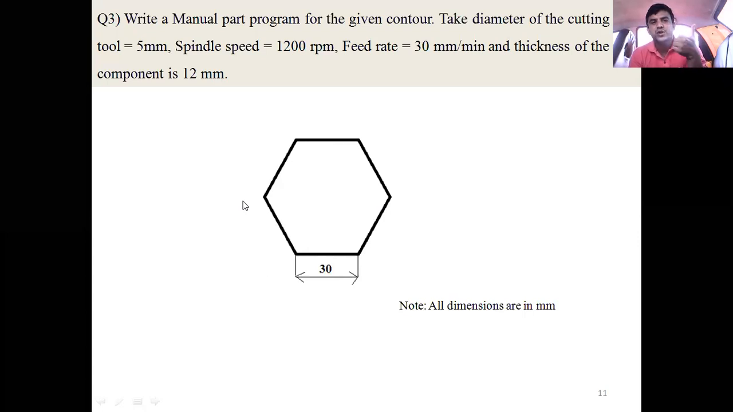Whenever the statement is given and the drawing is given, first read the problem statement once or twice and write the given data. What are the given data? Diameter of the cutting tool, spindle speed, feed rate, and thickness. Next, you copy the sketch. Once you copy the sketch, what is the next step you want to do?